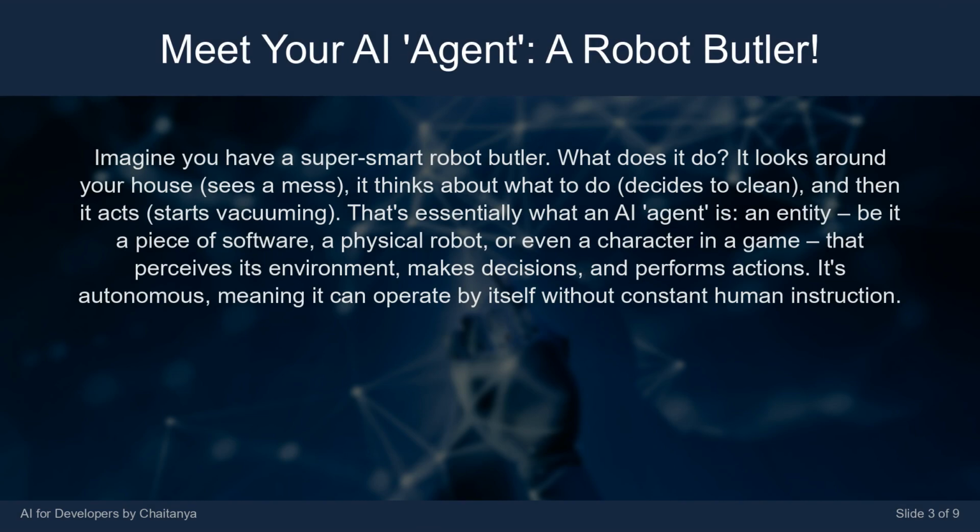Imagine you have a super smart robot butler. What does it do? It looks around your house, sees a mess, it thinks about what to do, decides to clean, and then it acts. Starts vacuuming. That's essentially what an AI agent is. An entity, be it a piece of software, a physical robot, or even a character in a game, that perceives its environment, makes decisions, and performs actions. It's autonomous, meaning it can operate by itself without constant human instruction.